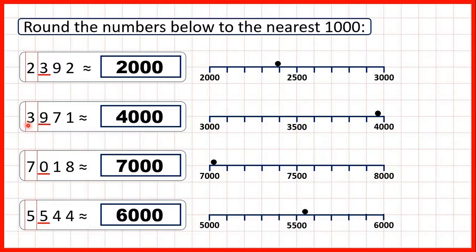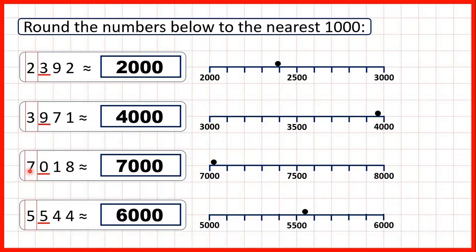Now for this number, 3,971, if we look at our number line, remember we're going up in steps of 100 with each square, so this number is between 3,900, which would be here, and 4,000. And we can see that it's closer to 4,000 than it is to 3,000. So that's why we round up. That's really what we're doing when we're rounding.